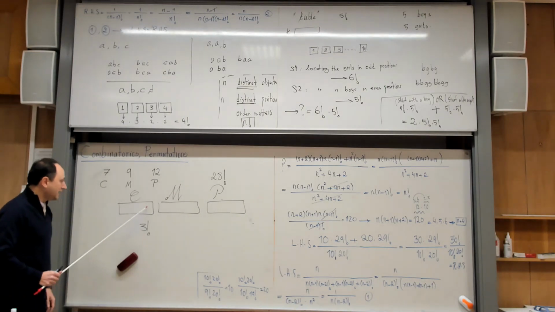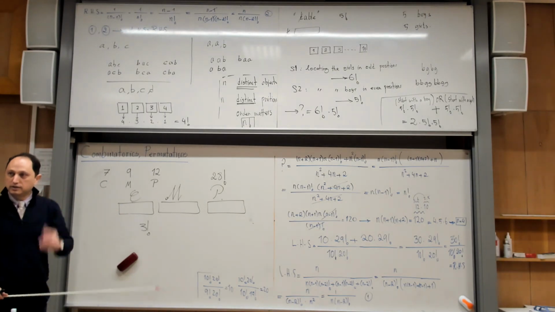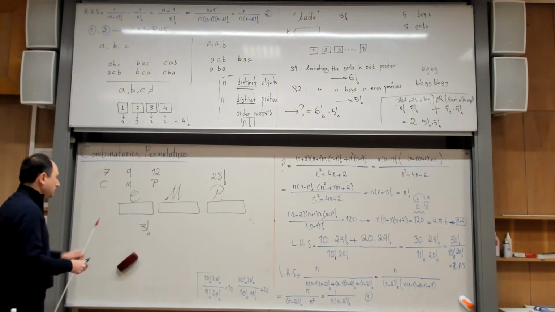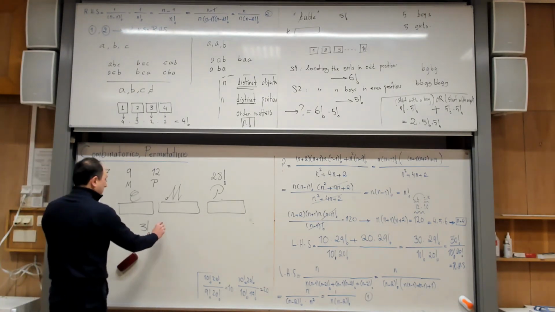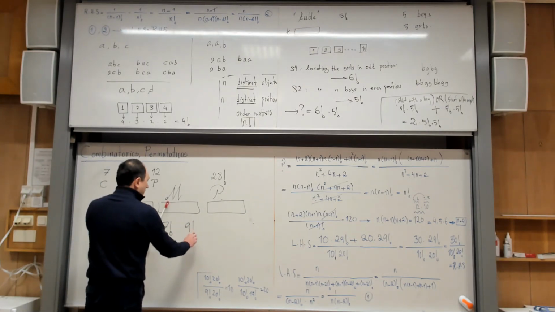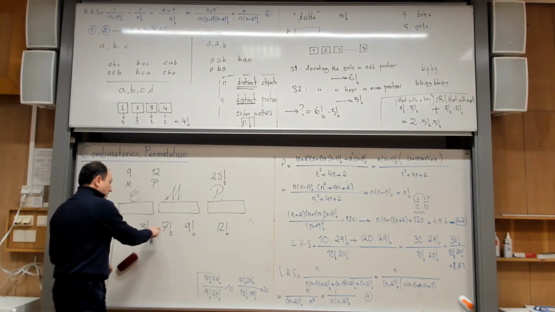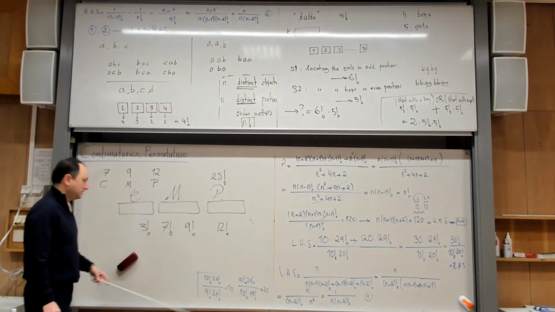But is the task finished? No, because within each box I can still reorder the books. In how many ways can I reorder them? 7 factorial in this box, 9 factorial in this box, and 12 factorial in this box. So what should I write here, here, and here? Times. Times, yes.